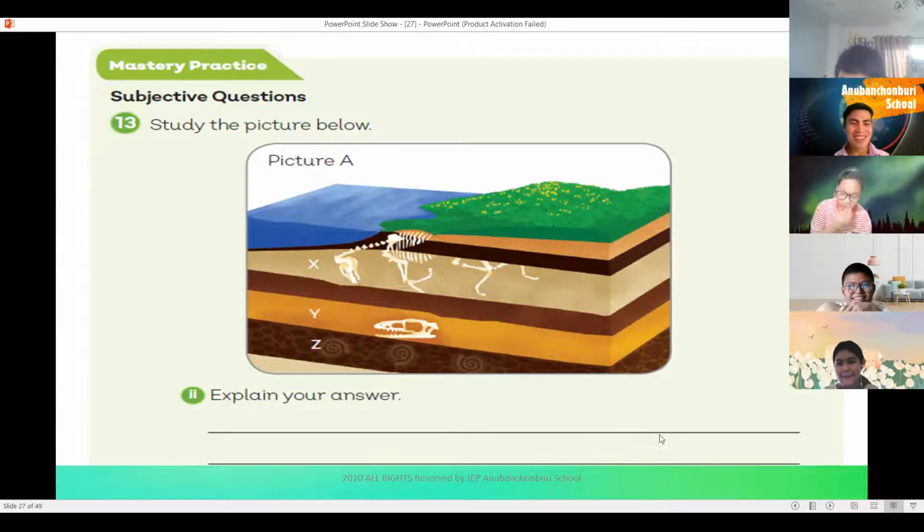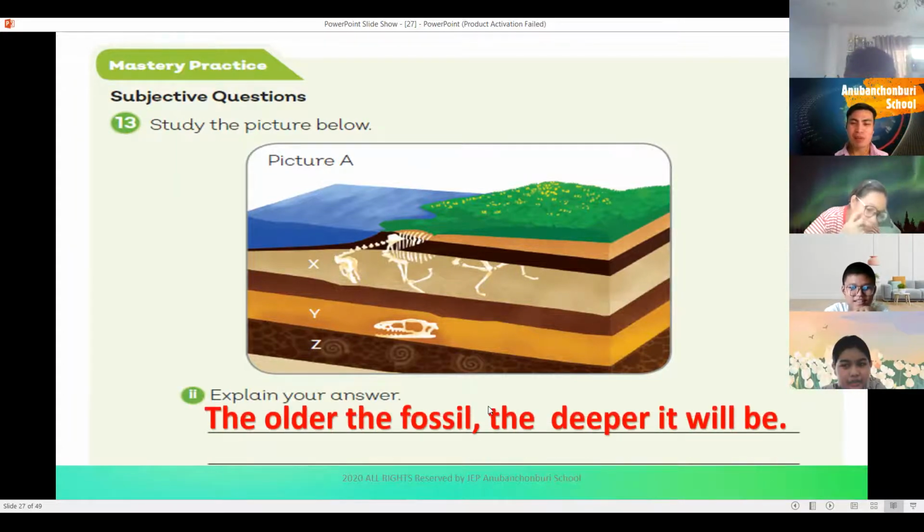Okay. So the answer here, I write my answer here. If you want to copy, you can. If you want to memorize only, up to you. The older the fossil, the deeper it will be.